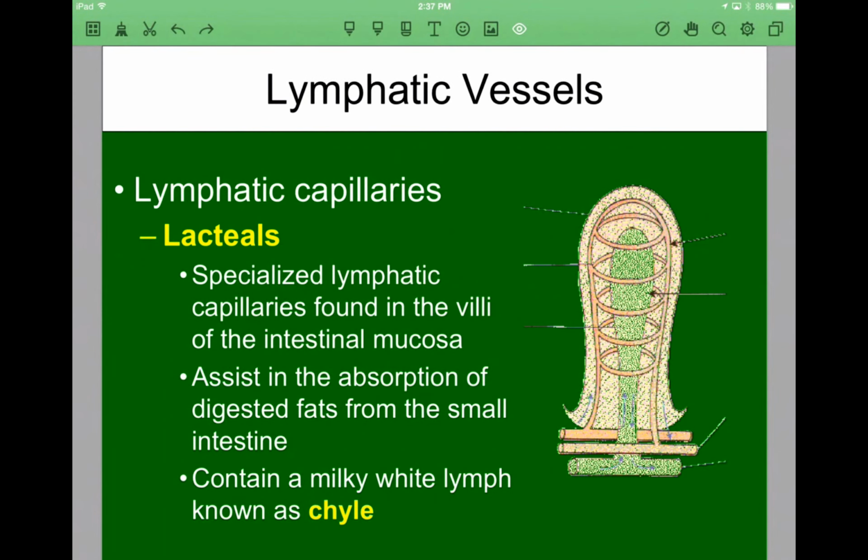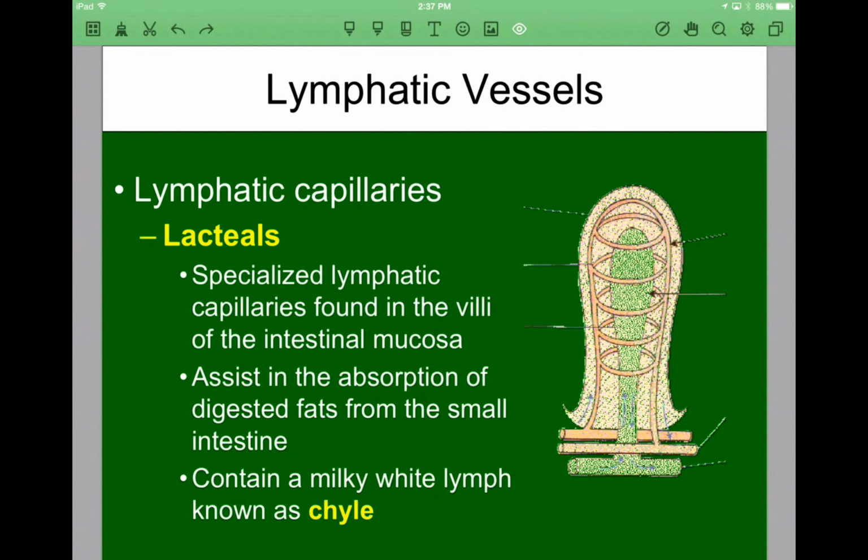And these are what they look like. If you've ever watched the Magic School Bus, you've seen Miss Frizzle talking about those rubber cactus-like things that absorb nutrients in our digestive system. And those are a little finger of lymphatic tissue that we call lacteals. And it's found in the digestive system.